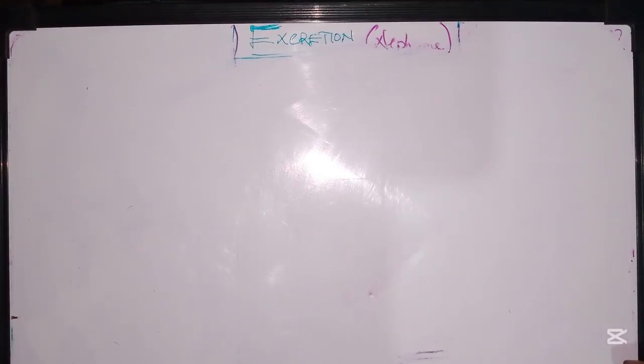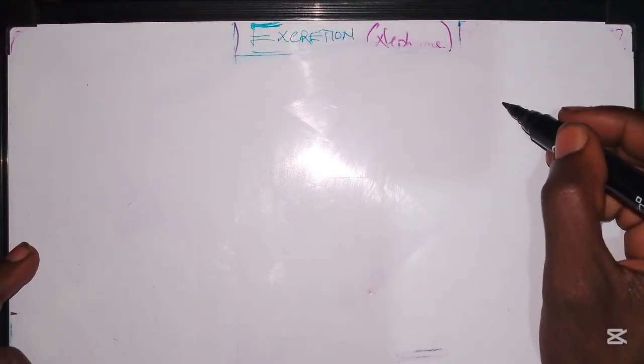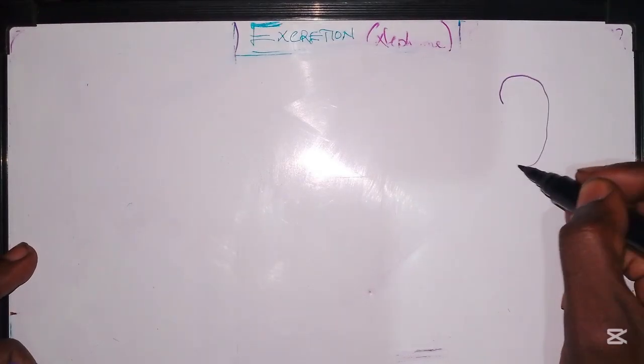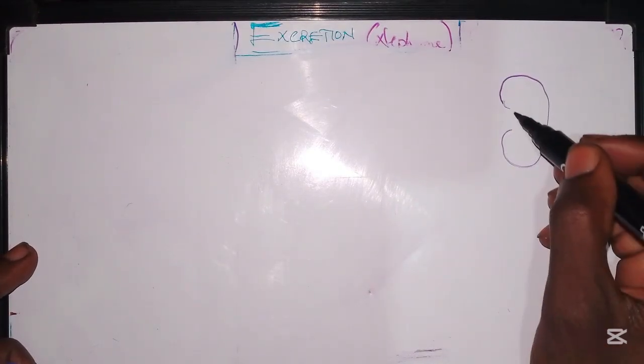To begin, we are going to first label and understand the structure of a nephron. Remember, in our previous video, we looked at the kidney. The kidney looks like this.